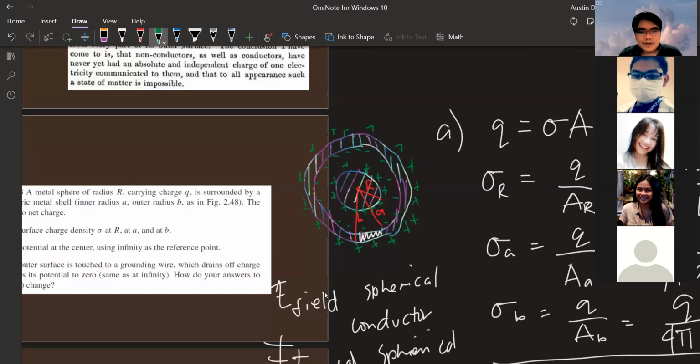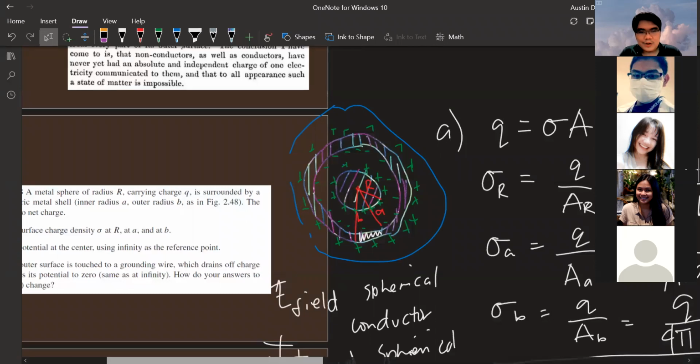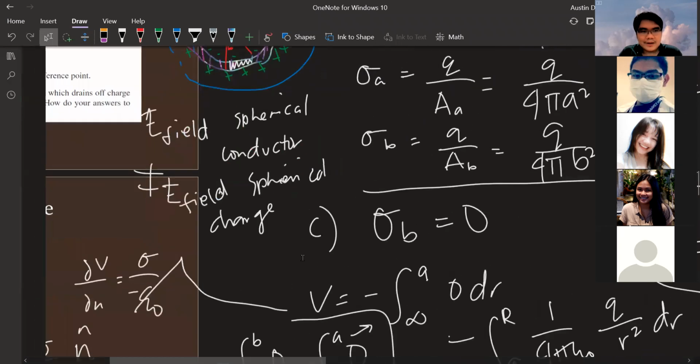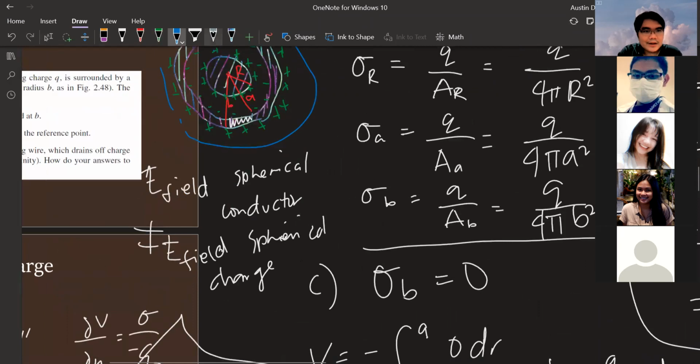Now, in the first problem, pag gumawa ka ng Gaussian surface outside, the enclosed charge will be Q minus Q plus Q. Okay? Q minus Q plus Q, that is Q. Kaya nakukuha mong electric field at this part is the usual thing. However, kapag nilagyan mo ng grounding, kapag ginround mo na to, yung mga charges na yan nawawala.